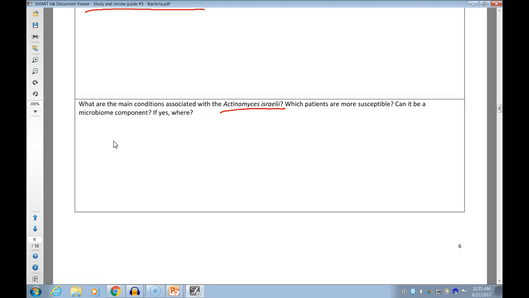I think it's a bird right there. I think so. So in the mouth. Okay.